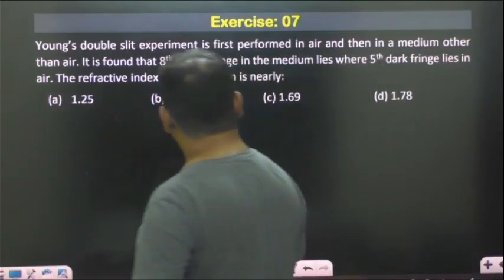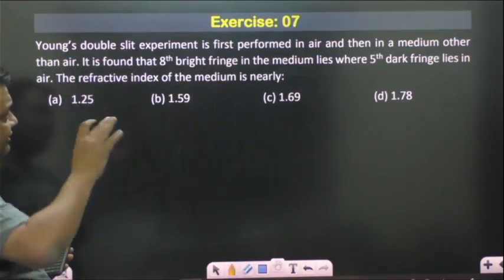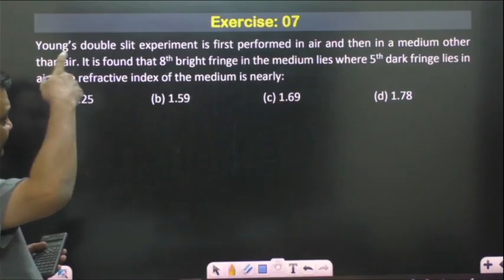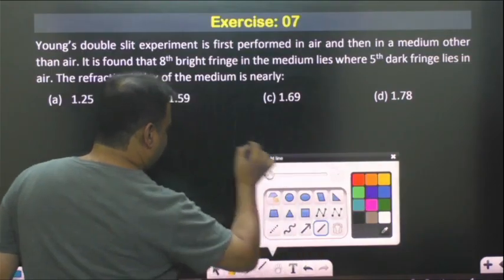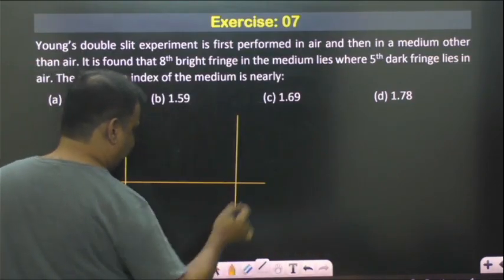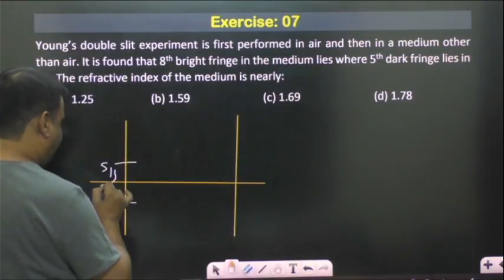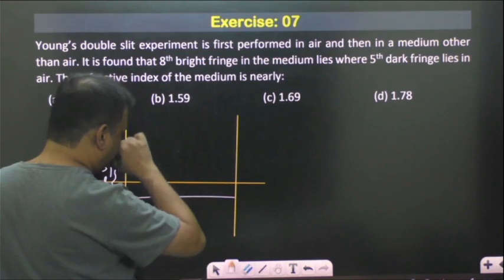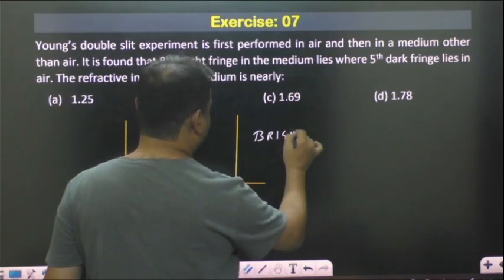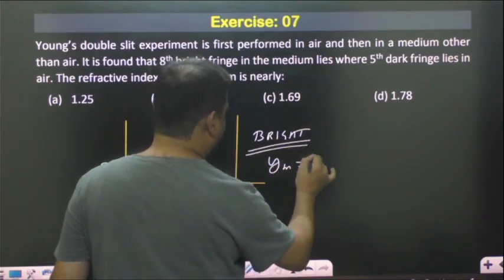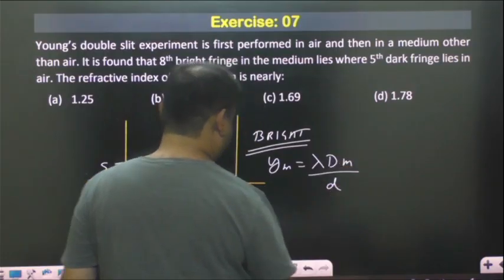Young's double slit experiment is first performed in air and then in a medium other than air. It is found that the 8th bright fringe in the medium lies where the 5th dark fringe lies in the air. What is the refractive index of the medium? So see, of course there will be change in the wavelength if you are using the same light, same setup, no change in small d, no change in capital D, but wavelength will change, correct? So we know for the mth bright fringe we have the formula m lambda capital D by small d, isn't it?